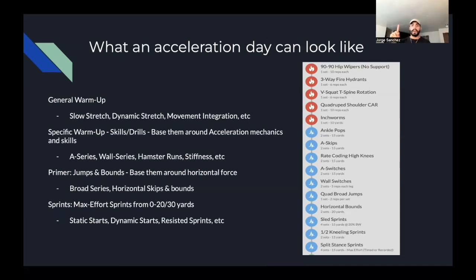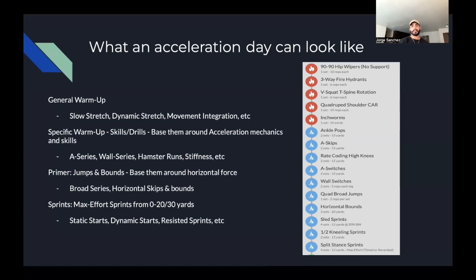After that, we get 1 max effort horizontal jump, which is going to be our quad broad jumps. And then we get 1 reactive horizontal bound. After that, we're really moving well, we're technically sound, and we're primed. So we take it onto our sprints. So we hit resisted sled sprints to improve horizontal force application and improve positioning. That's going to be more of our mindful work. Then we take that to our half kneeling sprints to overcome inertia and bias a very strong start. Then after all that's done, we finish it off with time split stance sprints to track our speed work every single week. So in total, we're really not hitting too much volume, but we're getting quality work in.